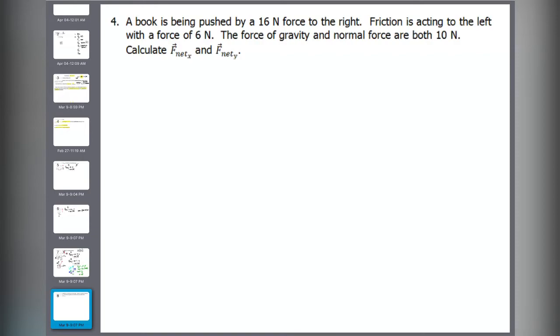Okay, so finally, last question, question number 4. This is probably one of your most typical questions. Now that we know how to study the net force and stuff like that, we now give you objects. So they tell you a book is being pushed by 16 newtons to the right. The friction is acting to the left with a force of 6 newtons. And then they tell you that the force of gravity and the force of normal are both 10. They want you to calculate F net X and F net Y.